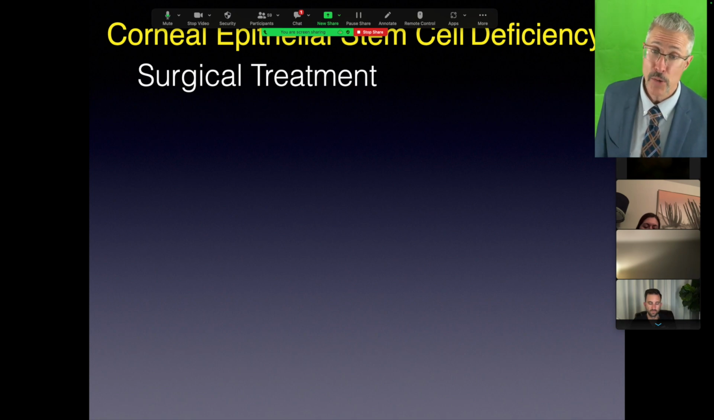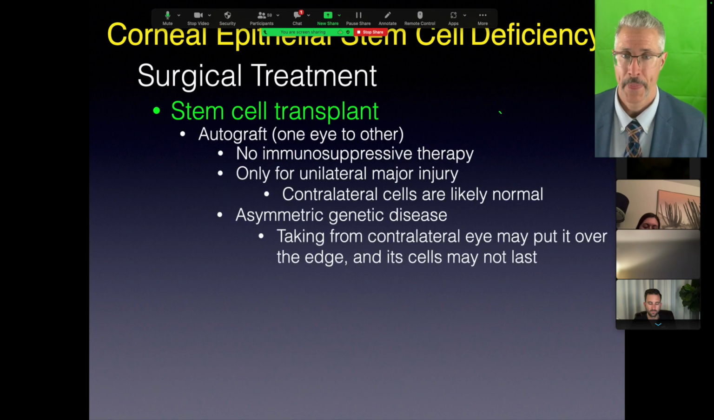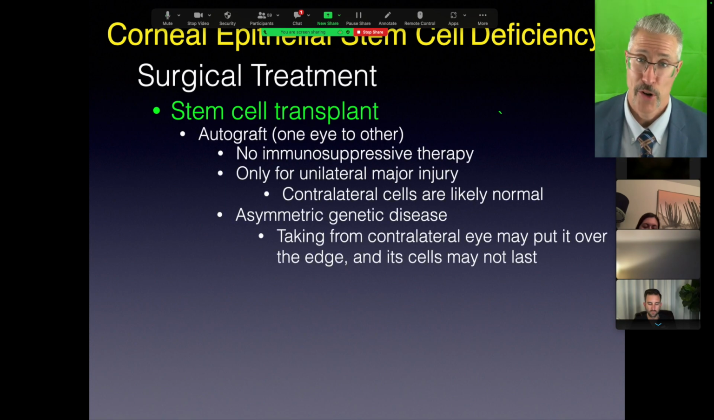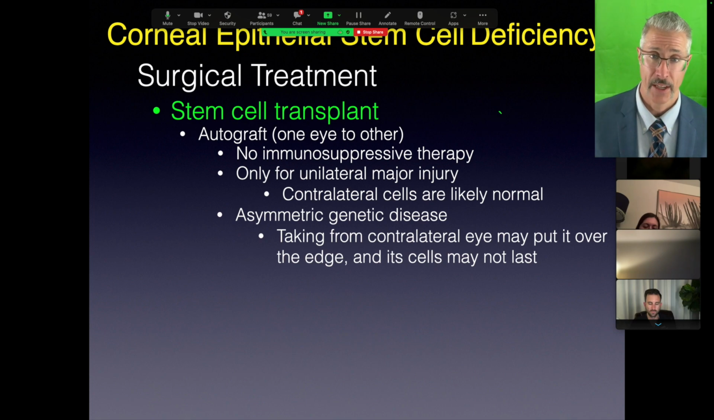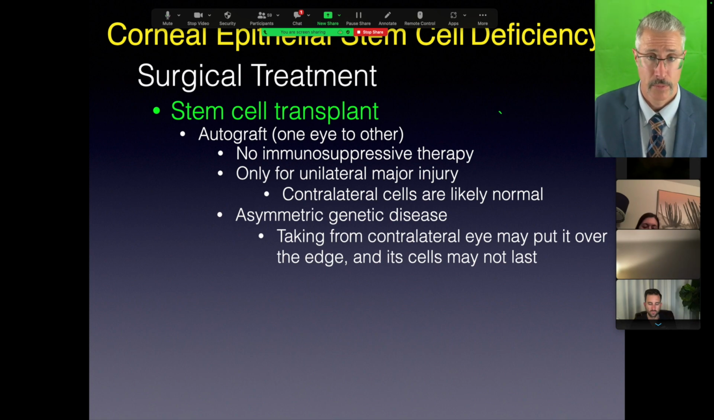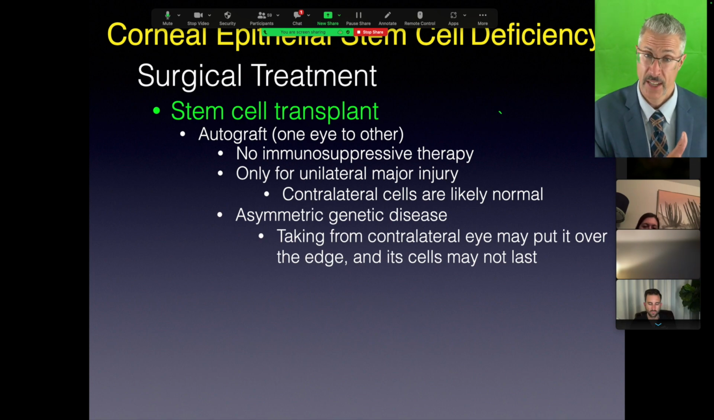So if you need new cells, wow, that's a big deal. You can take an autograft if your other eye's healthy. The advantage is you don't need to have immunosuppression like a kidney transplant patient. But this is only for unilateral major injury. Like if you chemical burn, roasted one side, and there's almost no cells left, but the other side is completely normal. You're going to take from that side.